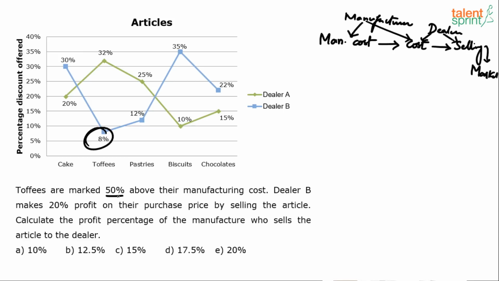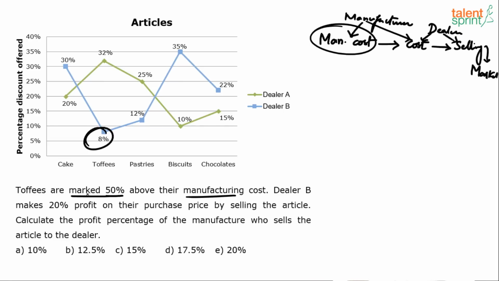Toffees are marked 50% above their manufacturing cost. 50% above the manufacturing cost, not 50% above the cost price. Generally, when we mark up some values, we mark it up on the cost price. But this time, you have to mark it up on the manufacturing price. The manufacturer has a manufacturing cost, and there is a selling price, which becomes the cost price for the dealer. Dealer's cost price, dealer's selling price. And of course, there is a marked price here. Discount on which is given to get the selling price.